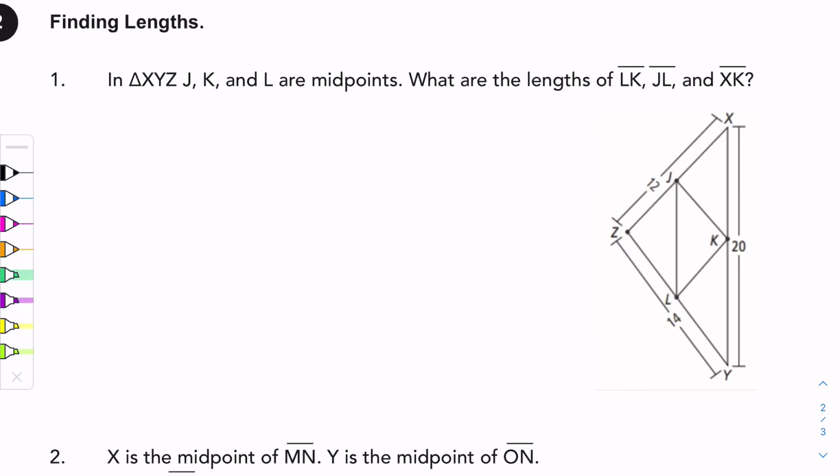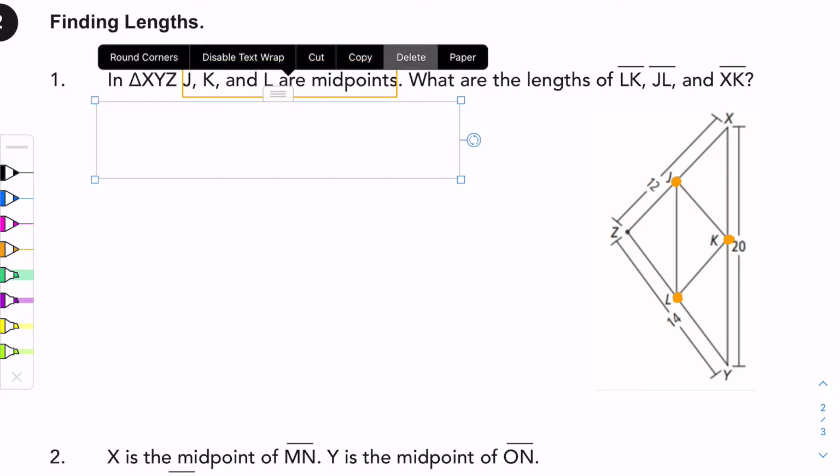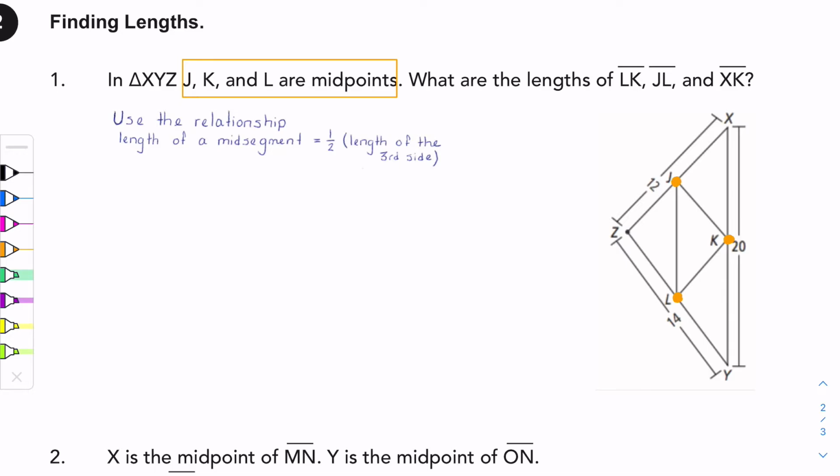So in triangle XYZ, J, K, and L are the midpoints. That's stated right here. I'm going to highlight them. We're looking to find the lengths of segment LK, JL, and XK. In order to do this, we are going to use the relationship that the length of the midsegment is half the length of the third side. So let's start with this as our midsegment.